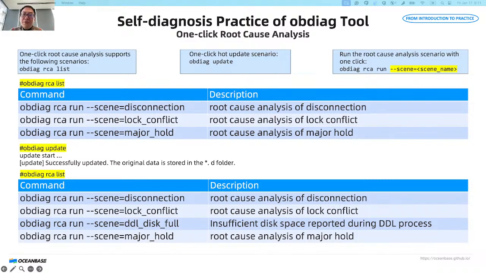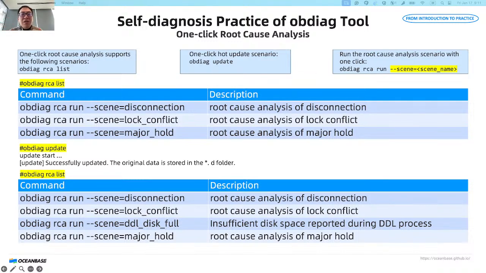Next, let's introduce the function one-click root cause analysis. We can use the command obdiag rc_list to check the scenarios in this function supports. This kind of analysis scenario is updated very frequently. If we don't upgrade our obdiag, how can we obtain the latest analysis scenario?